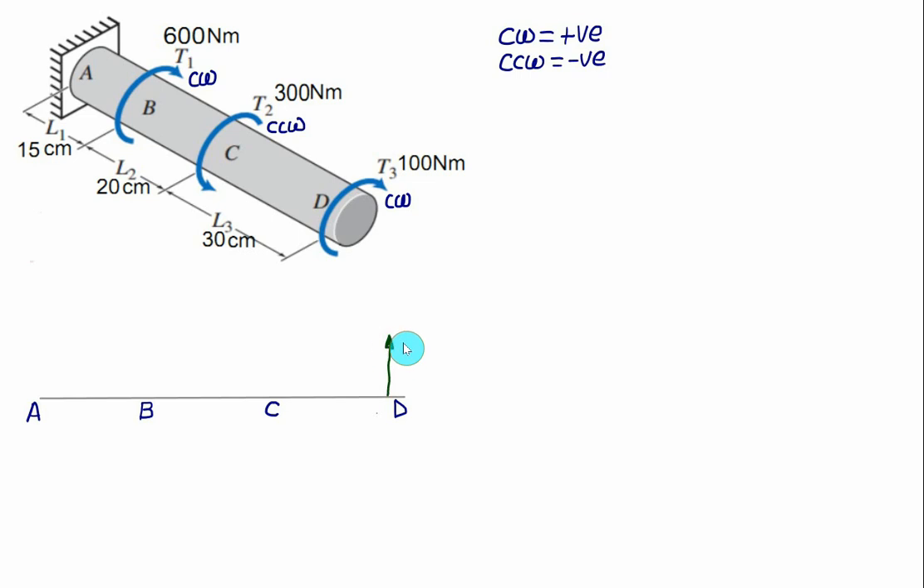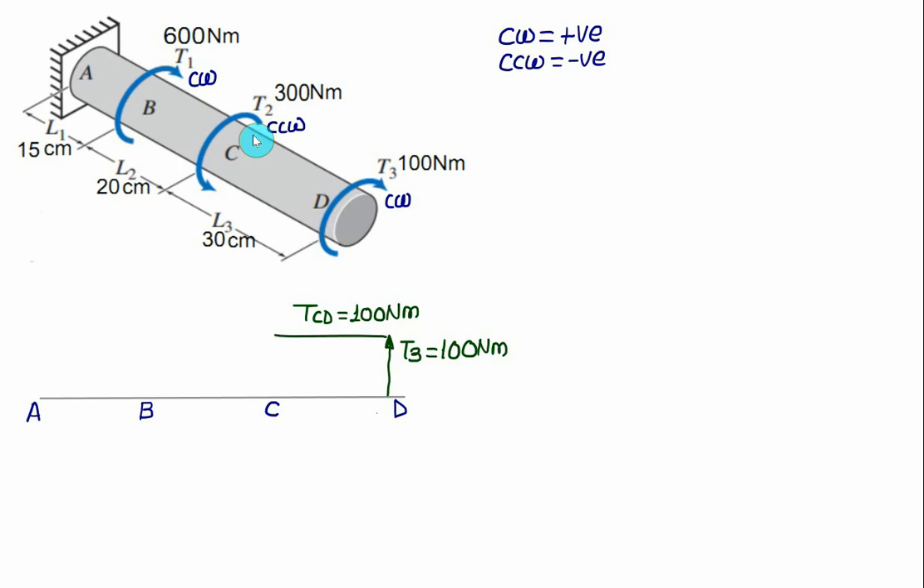And this value of torque T3 will be equal to 100 Newton meter. Between C and D no torque is acting, so the torque remains constant. For section CD we have torque equal to 100 Newton meter. So this height is proportional to 100 Newton meter.